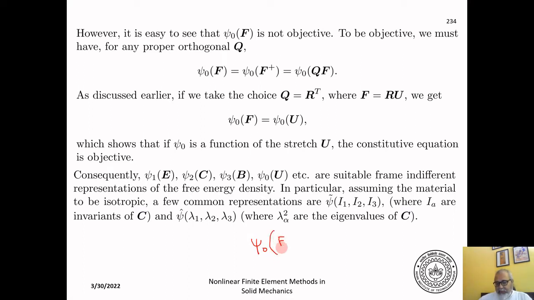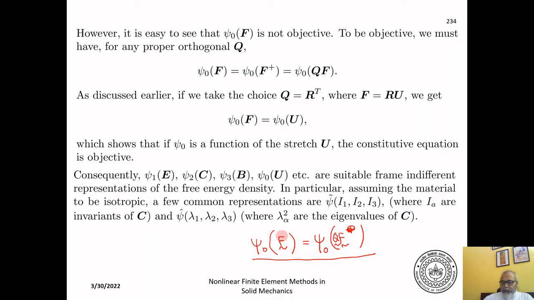a free energy density, which depends on F alone. Now, this is not objective. We can see that by recalling the fact that for a scalar function, objectivity means that in the plus coordinate system, which is a coordinate system of a rotating and translating observer, the scalar should be the same, and F will change to F plus, which we know, if we know the instantaneous rotation matrix between the stationary and the rotating reference frames, is equal to QF. And this has to be valid for any arbitrary Q in order for this to be objective.